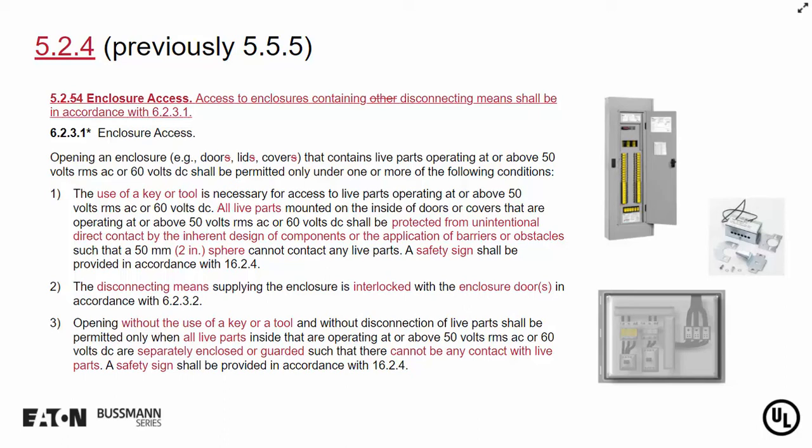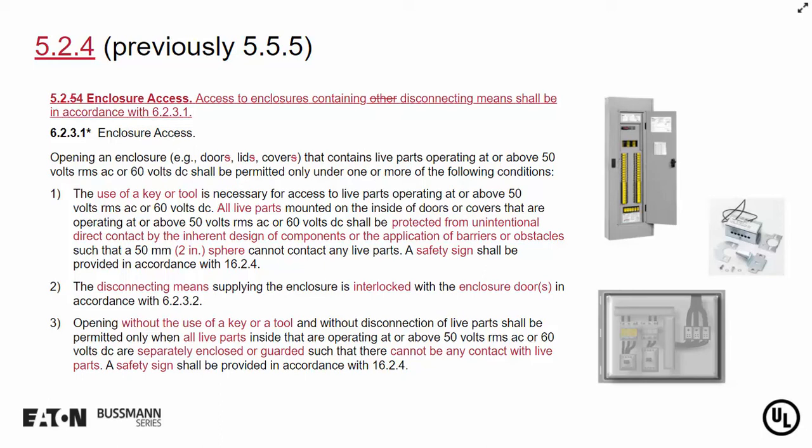If access to the live parts requires the use of a key or tool, basically the parts need to be protected from live parts from the 2-inch sphere, which is basically back of the hand protection. And we have to have a safety sign that John talked about previously in 16.2.4. So an example of that might be a panel board. To access the live parts of the panel board, you're going to need a key or tool to take off that trim.